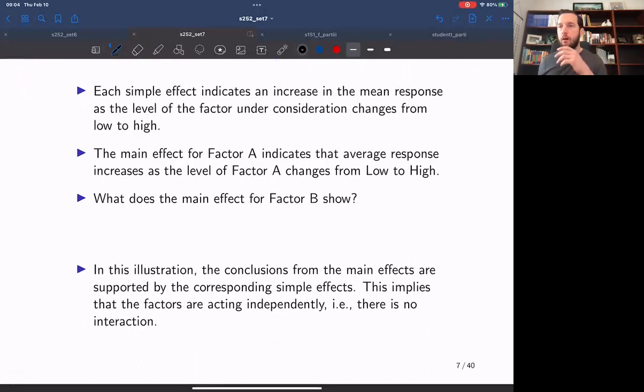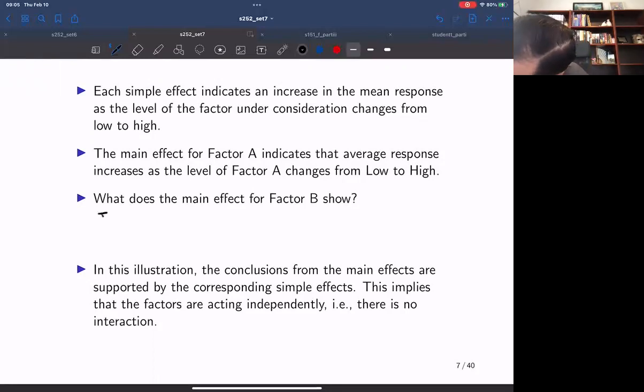In all of the illustrations that we did on the previous slide, I purposely always went high minus low for the different simple effects and the main effects. We can see that as we transition from low to high in this particular system, everything is positive. It's showing us that the movement from low to high is always in a positive direction. For the main effect for factor A, we found that as we transition from low A to high A, the value got larger. For B, it's going to be the same thing.